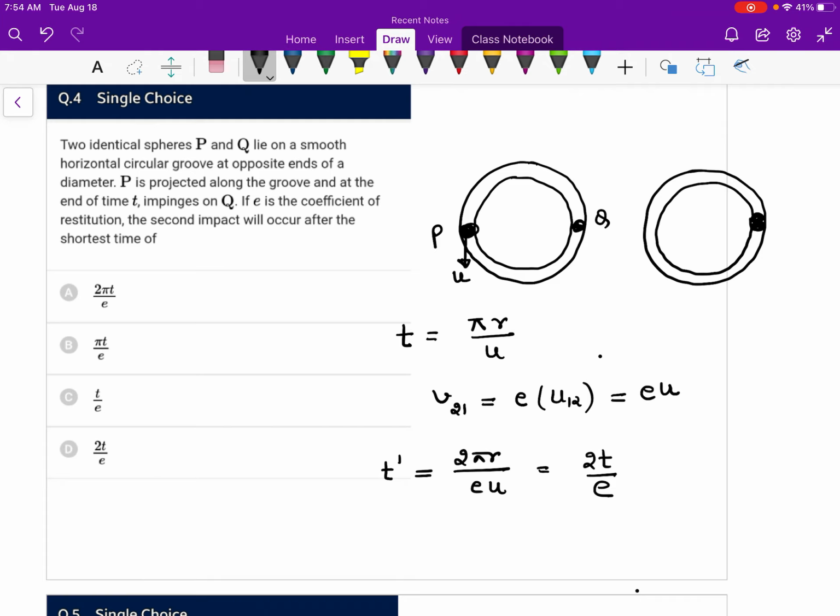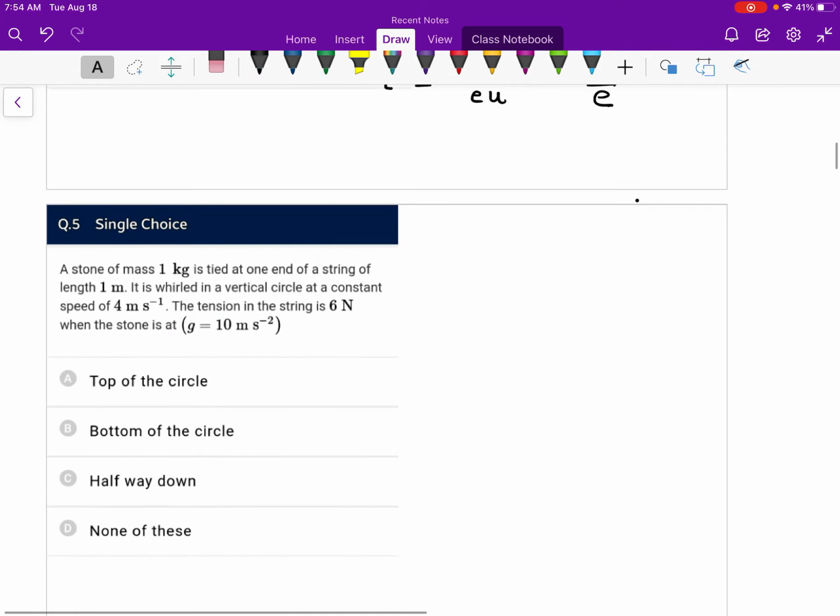We need not calculate v1 and v2. Relative to Q, P will travel 2πr distance and collide with Q, so the relative displacement is 2πr. From Newton's law of collision, the relative velocity of separation is e times the velocity of approach. So we need not calculate v1 and v2 separately. We need the relative velocity. So v21 is e times u. Now the relative displacement, which is 2πr, upon relative speed, which is eu, is 2T by e. So D is the correct option.